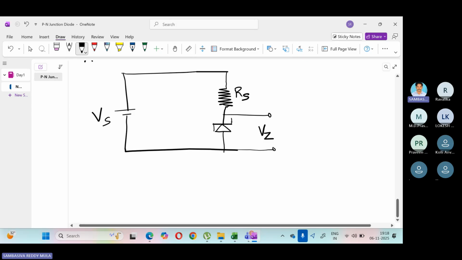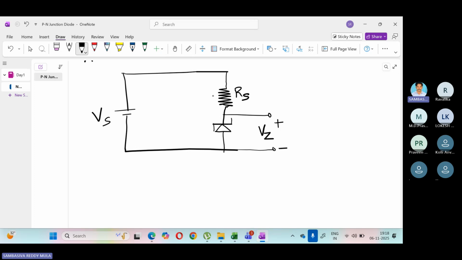After breakdown occurs, this polarity will be positive only. Okay, why is it positive? The diode is connected in reverse bias manner, but at these terminals, from the source voltage, some of the potential will be dropped here at RS and some potential is across the Zener diode. So this polarity is always positive and this will be connected to our appliances.